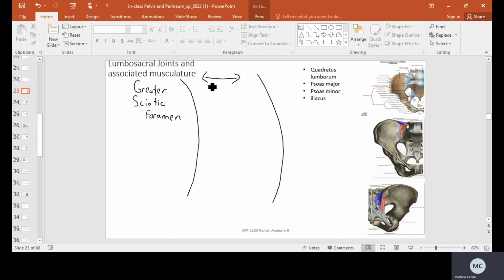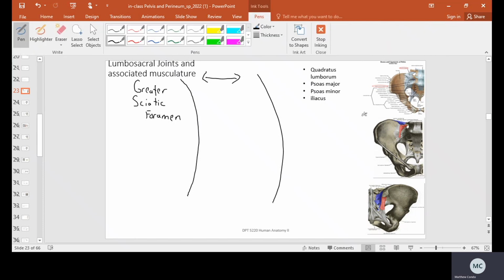Now, the greater sciatic foramen is going to have a key muscle, a muscle that we have not talked about yet. We're going to introduce it here, and then we're going to jump into it in the next section much more in depth. It's a muscle that commonly you're going to hear in the clinic. Lots of people have problems with it, and it's going to be something called the piriformis muscle.